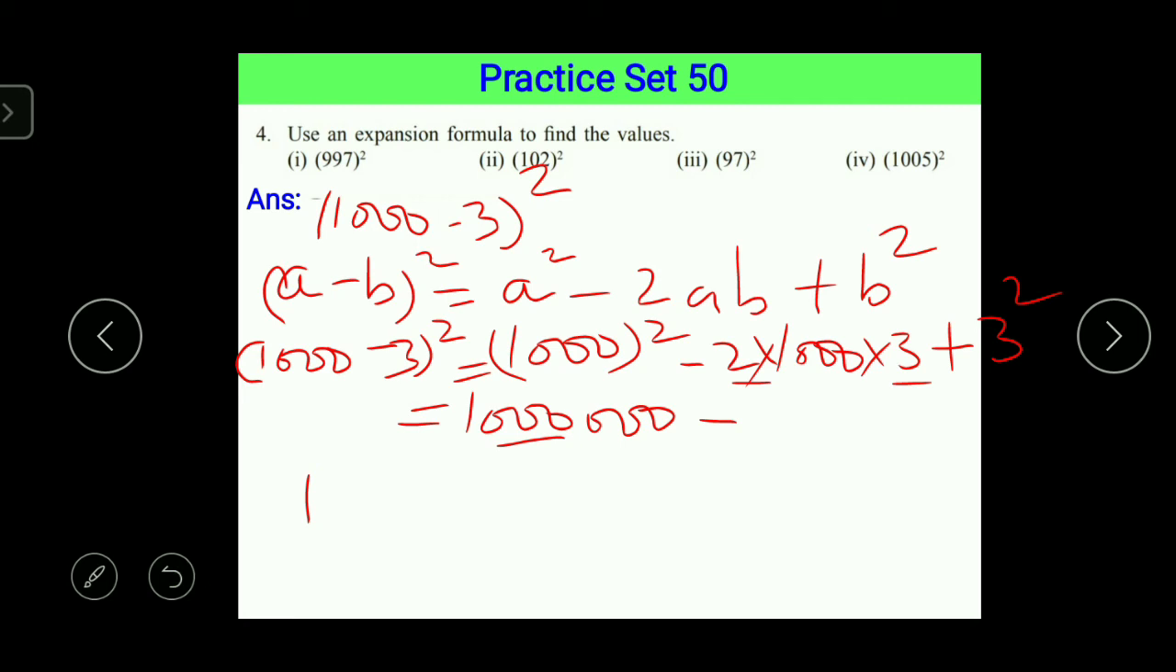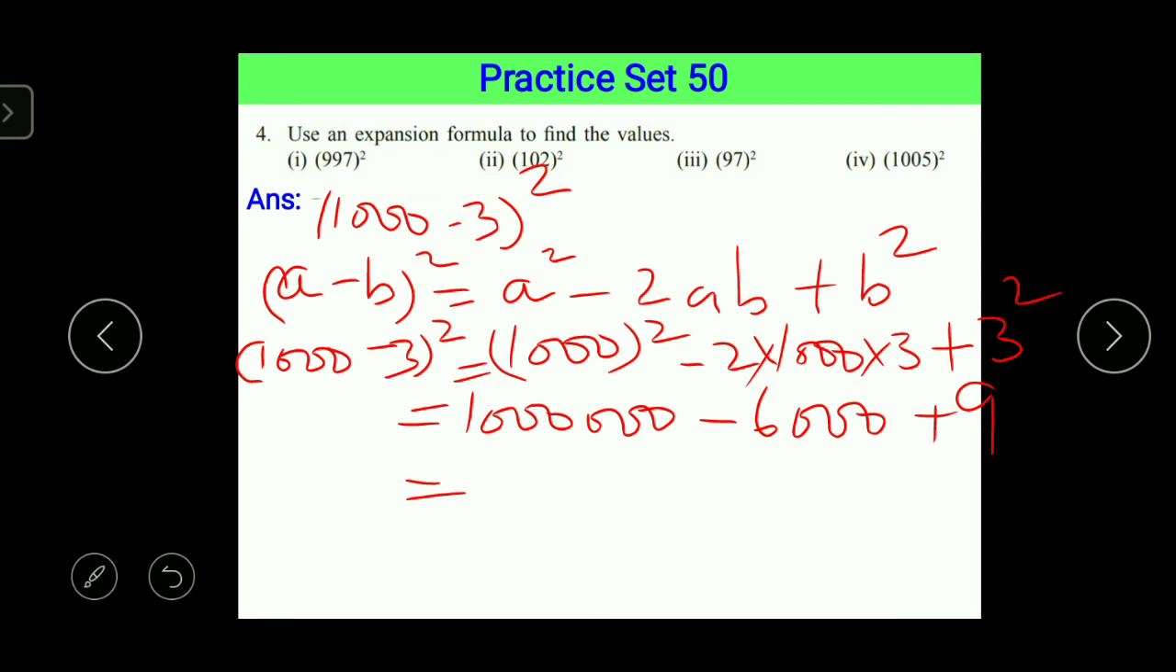Now here, when you multiply, don't tell the final answer, students. You just pay attention. We'll go step by step. Here 2 threes are 6. 6 into 1000, we'll get 6000. I'll write here 6000 plus 3 square. 3 square is 9. I'll write 9 over here. Now you will try to find out the answer, students.